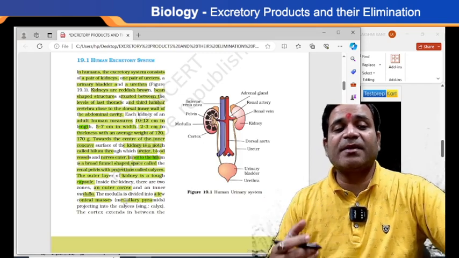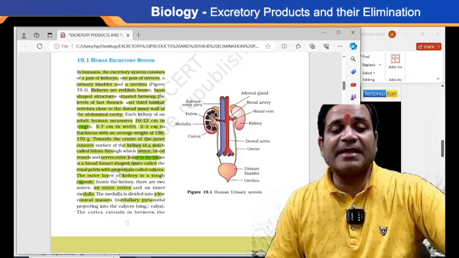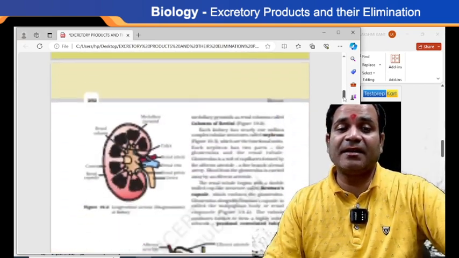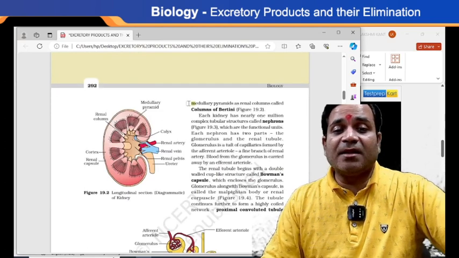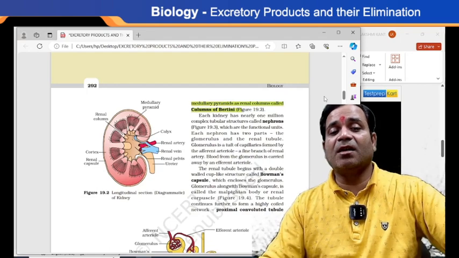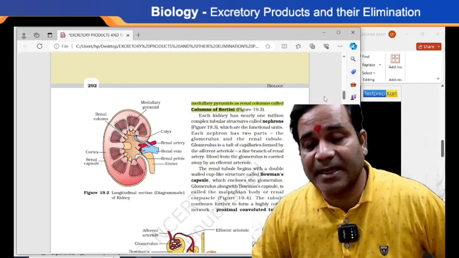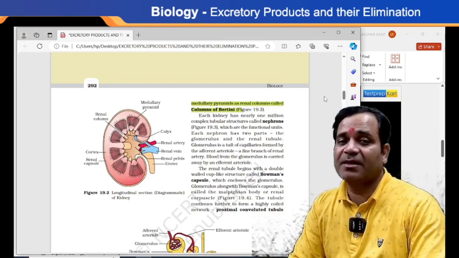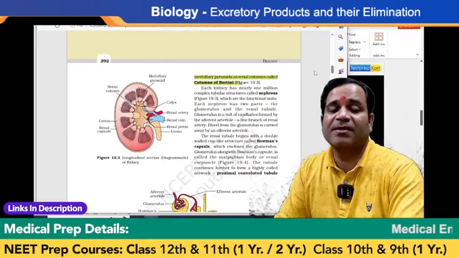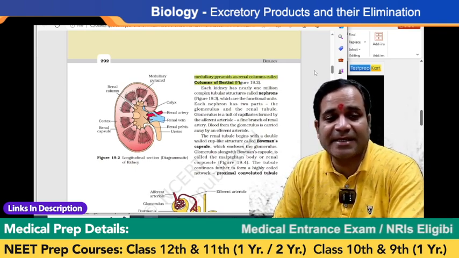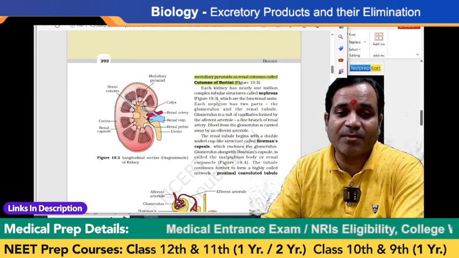Okay. So these project into a what? Calyx, that is a single calyx, and the cortex extends in between. Where does the cortex extend? The cortex extends in between the medullary pyramids as renal columns called columns of Bertini. So this is an important line, my dear. You must keep in mind all these things, that where this is located. See in this diagram, longitudinal section diagrammatic of kidney, figure 19.2.